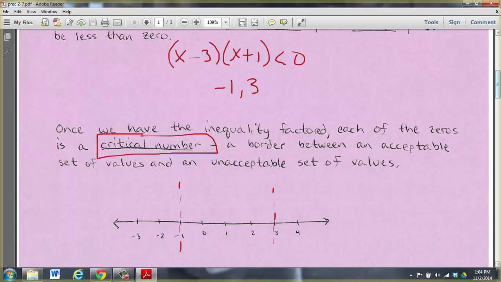So, for example, if my critical value is at -1, then I'm going to test -2. When I plug in -2, the first term is a -5, the second term is a -1, which is +5, which is not less than 0. So this region doesn't work.